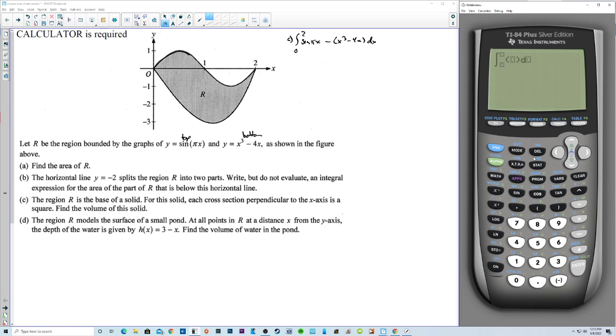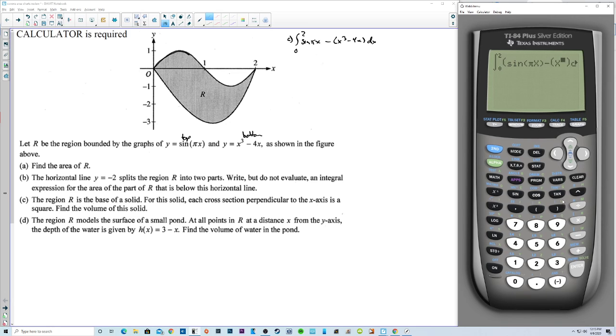Math number 9, 0 to 2 of sine of, not alpha, pi x, and then we're going to subtract, in parentheses, x to the third minus 4x, dx. And we get 4.109, I guess we can have.